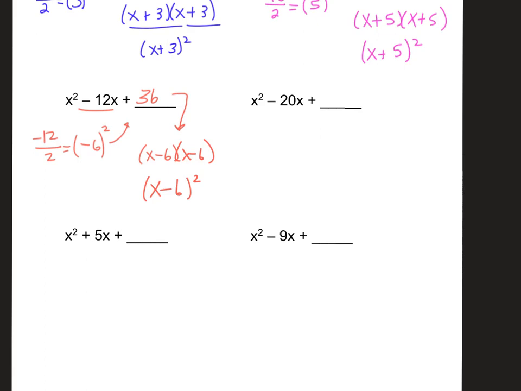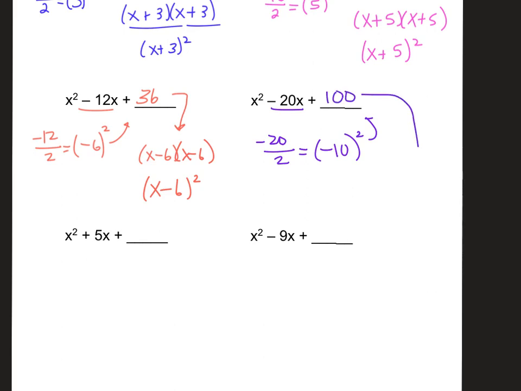Next example, we have to complete the square. So you take your b value, you divide it by 2, we get a negative 10, and then we have to square it. We get a positive 100.